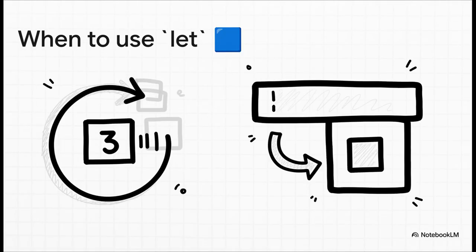So when do you use let? You only reach for let when you know for a fact that a variable's value is going to have to change later. The classic examples are things like loop counters that need to go up, or maybe a variable that's holding whatever the user is typing into a form.